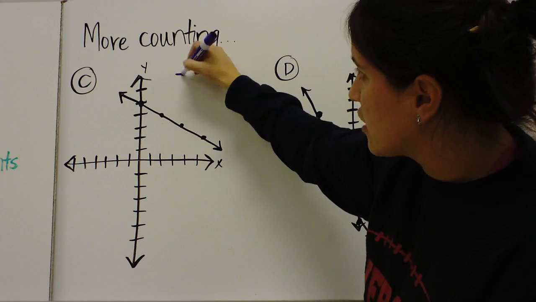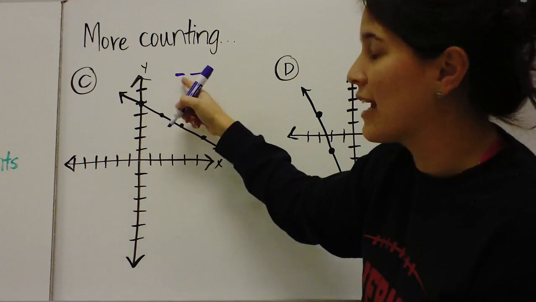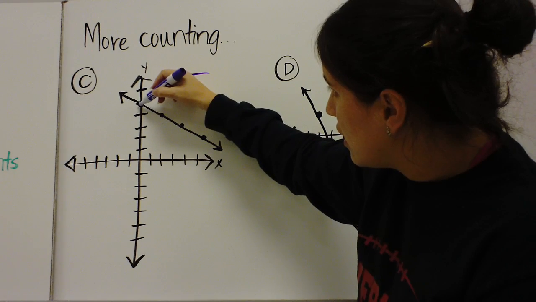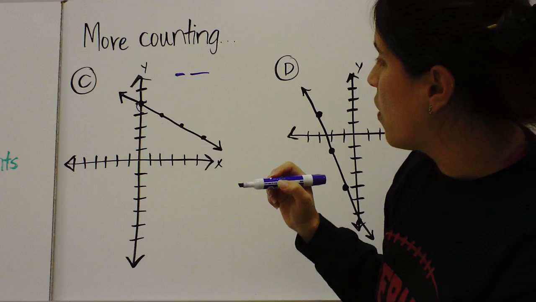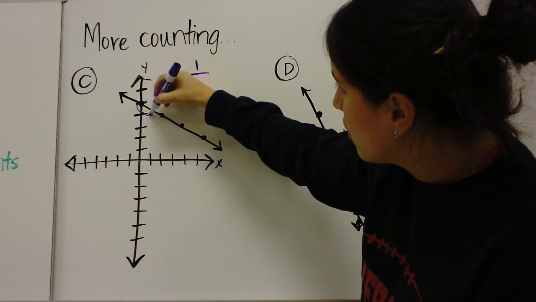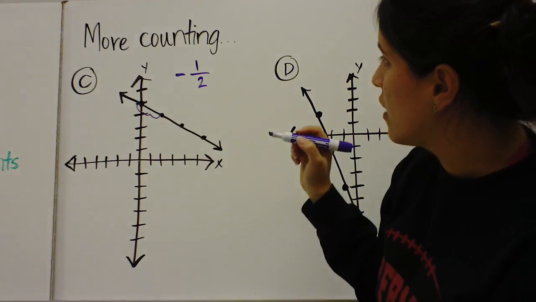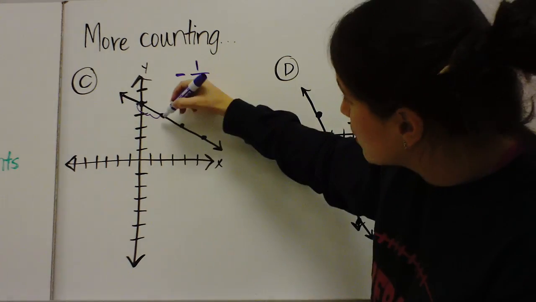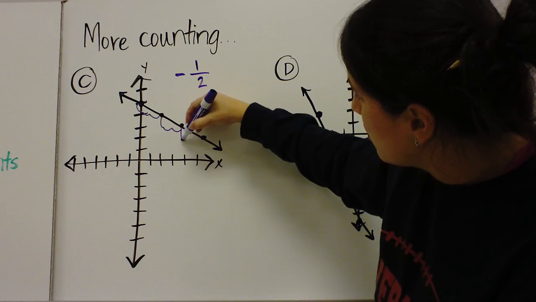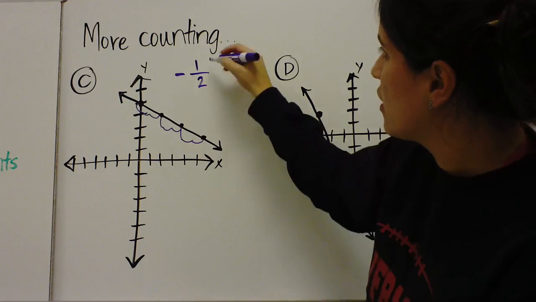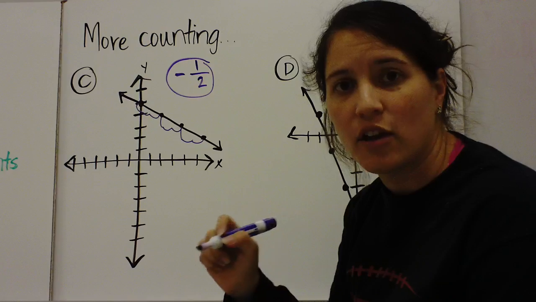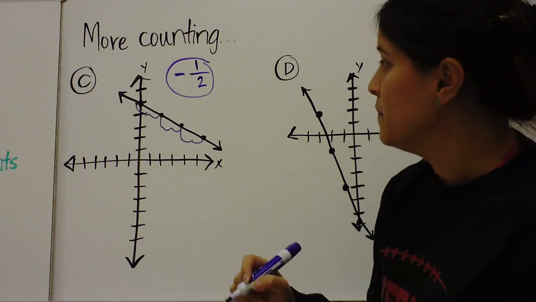And I know that it's going to be negative, so I'm going to go ahead and put my negative sign there. And I'm going to go down, looks like 1. And then I have to go over 1, 2. And then if I want to double check, it looks like I go down 1, and then over 2, down 1, over 2. So my slope is negative 1/2.